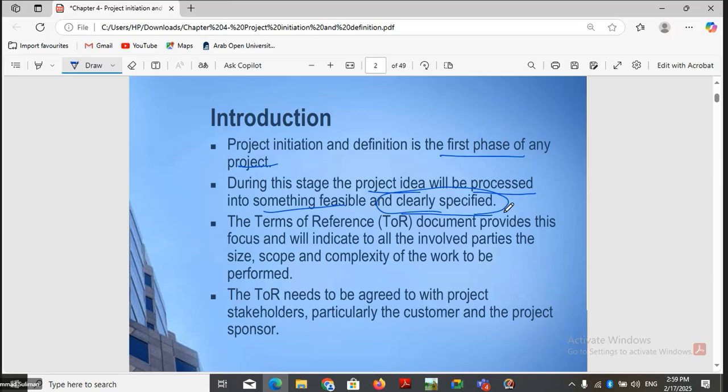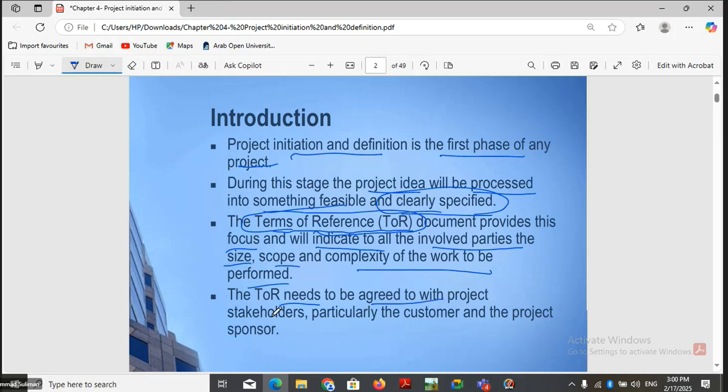We said yesterday that the outcome of the first stage is the terms of reference document, which provides the focus, which is what the specifications are, and which indicates all the involved parties, the size, scope, and complexity of work to be performed. So all the details of the project will be in the terms of reference document, and we saw this yesterday in our last session. The outcome of the first stage, project initiation and definition, is the terms of reference document with all details about the project, which is clearly specified.